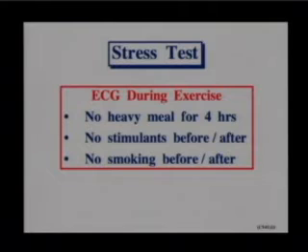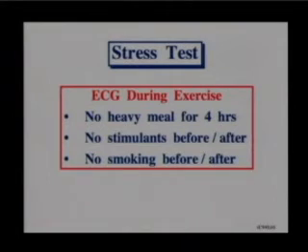So the preparation for this is quite simple. We don't want them to have a whole big heavy meal for 4 hours before. We don't want a lot of stimulants before or after. So your patient might be able to have a little juice and toast for breakfast, but you don't want them to have bacon and sausage and pancakes and coffee because you don't want the coffee stimulant, the caffeine, and you don't want a big heavy meal.